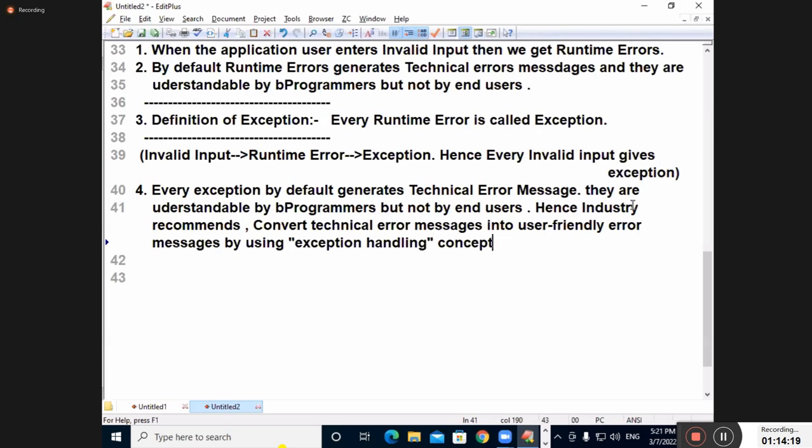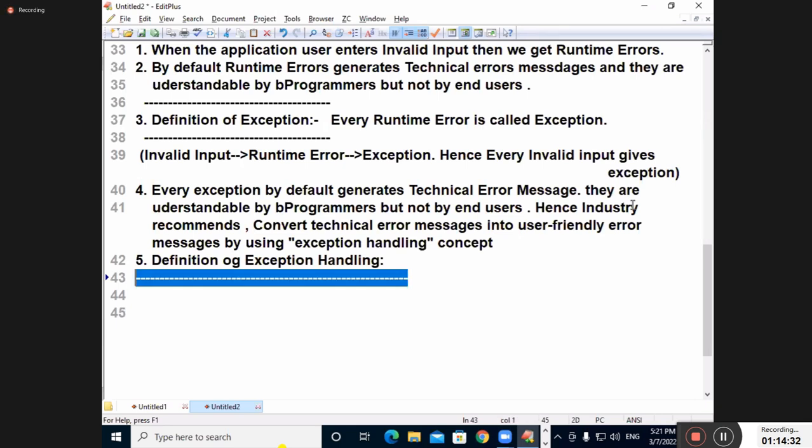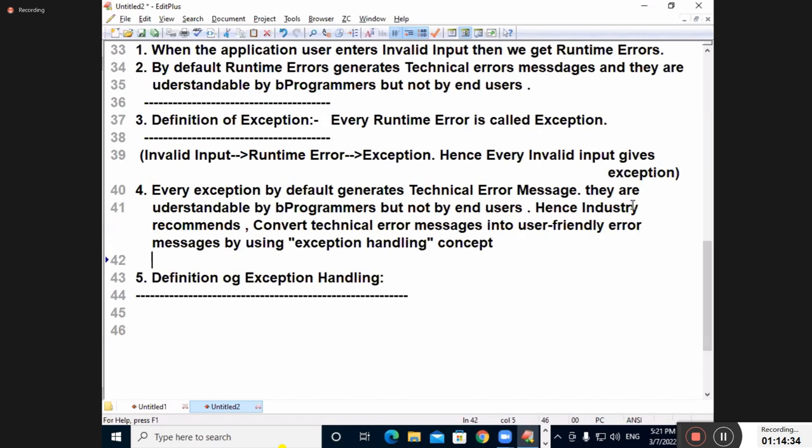Yes. Now I am going to ask you. The fifth one is called what, students? Definition of exception handling. My dear students, I am going for the definition of exception handling. Tell me, my dear students, what should I do?